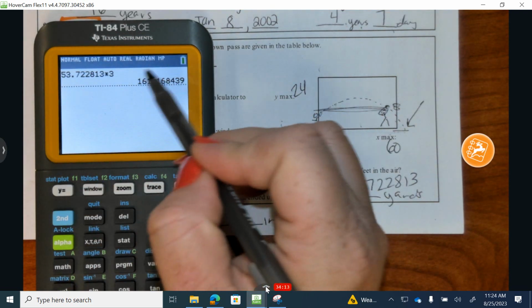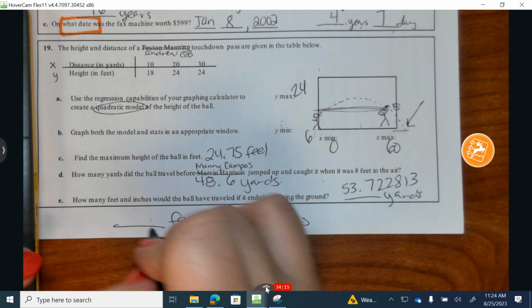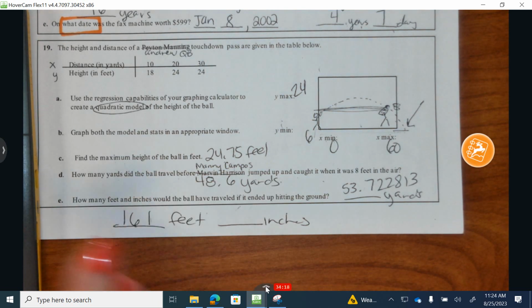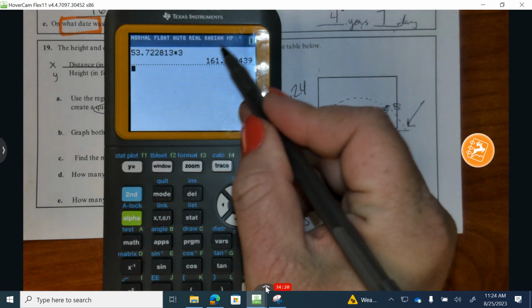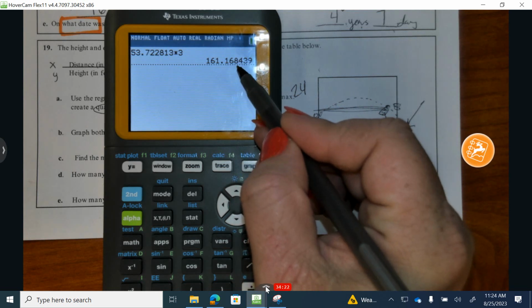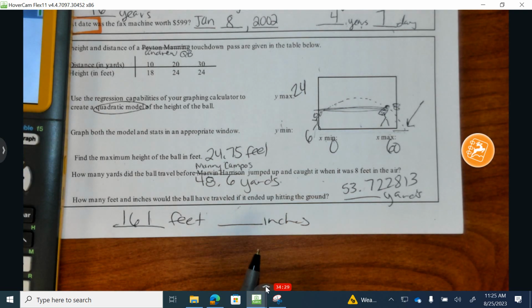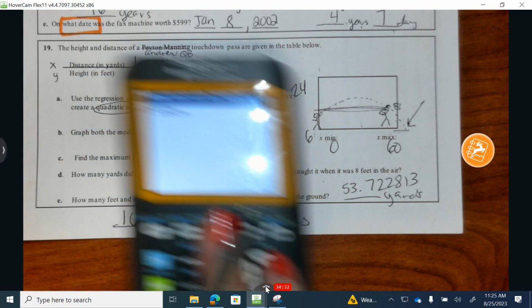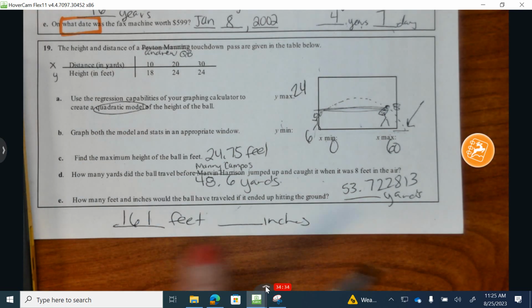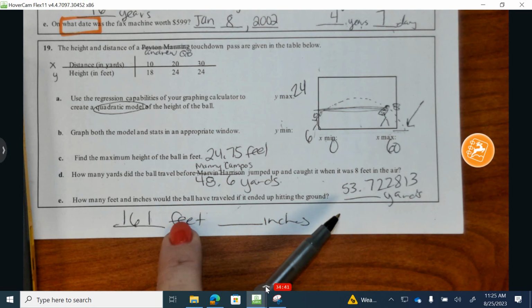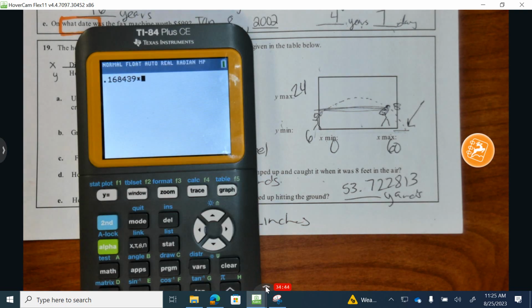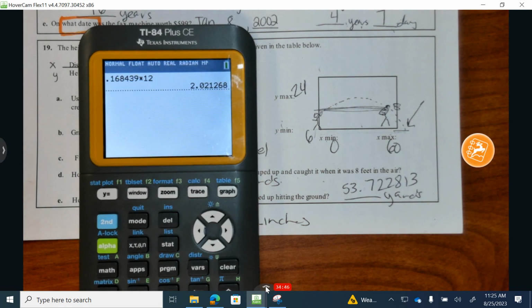Now there's an additional part. We have at least 161 feet. Now this remainder, 0.168439. What do I multiply that by? Don't tell me, tell your partner. How do you know what number to multiply that by based on what we see? Whisper to your partner, go. You ask yourself, how many inches are there in 1 foot? The answer is, and let's round to the nearest inch, 2.